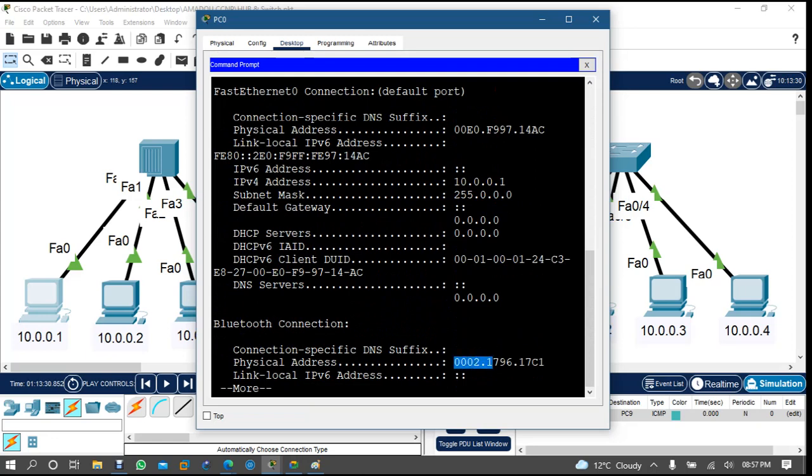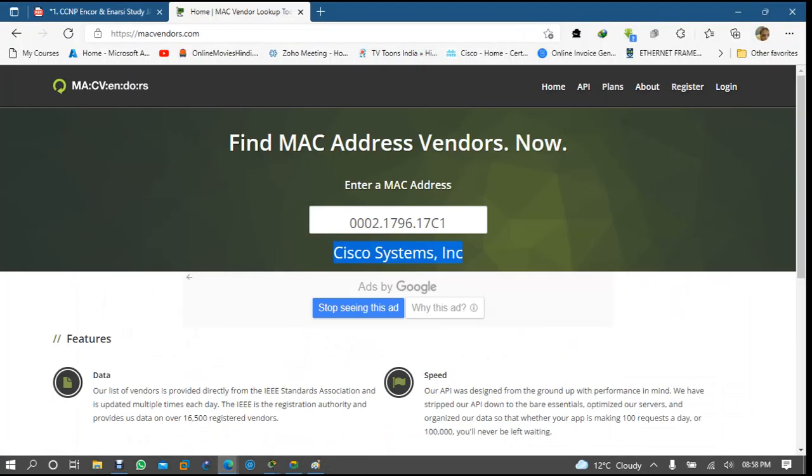Here, only this half part, because a MAC address is made of 48 bits. The first 24 bits are used for vendor specification. If you copy only this 24 bit and come here, it will let you know that it is of Cisco Systems. See, it's showing Cisco Systems, right?